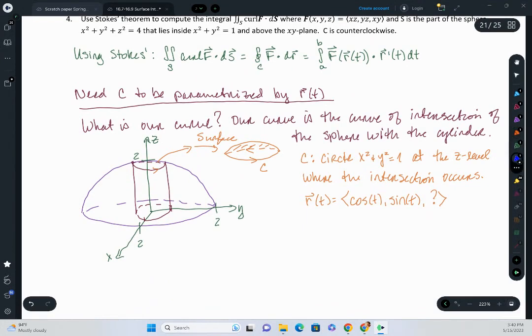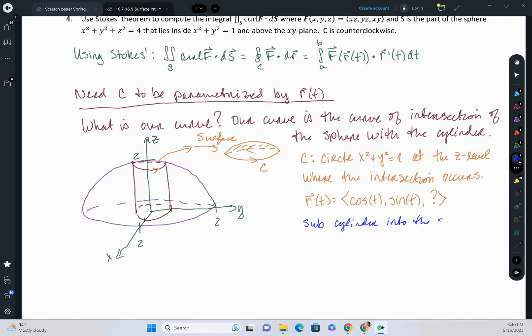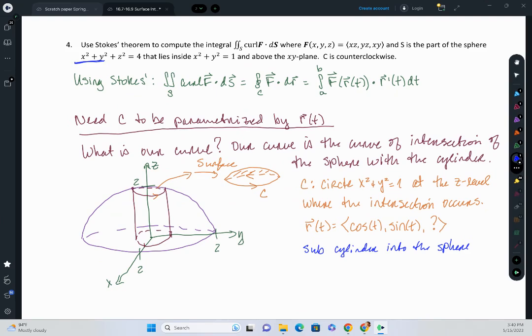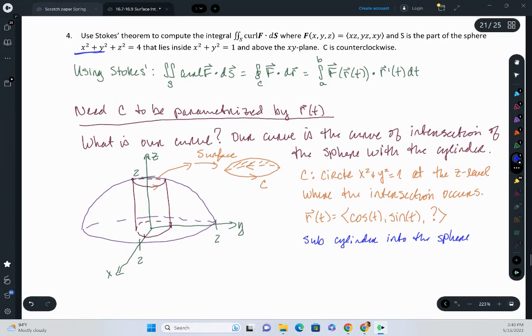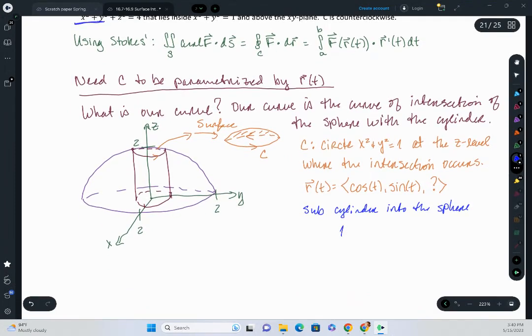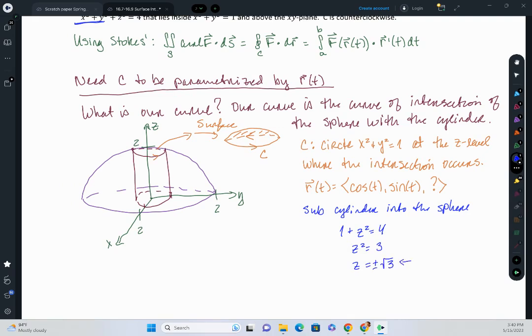To find that, I just substitute the cylinder into the sphere. So in the sphere, I'm going to replace the x squared plus y squared with 1, because that's what my cylinder has for a radius. So I get 1 plus z squared is equal to 4. Z squared is equal to 3, and z is equal to plus or minus the square root of 3, but we're going to choose only the positive because we're above the xy plane.